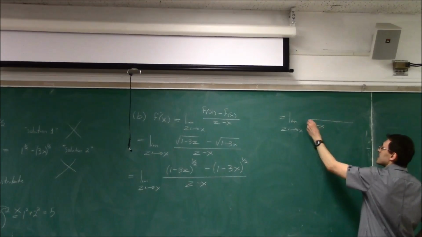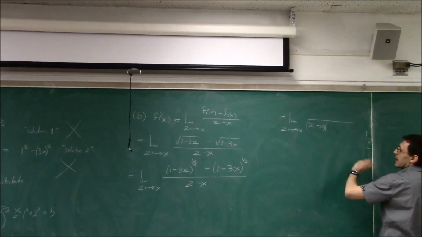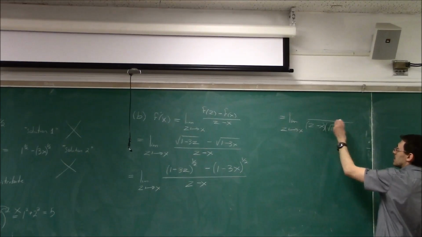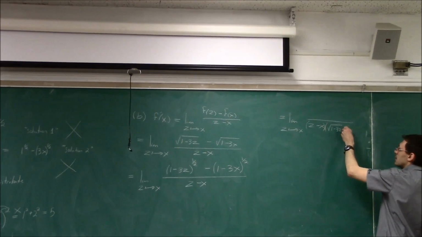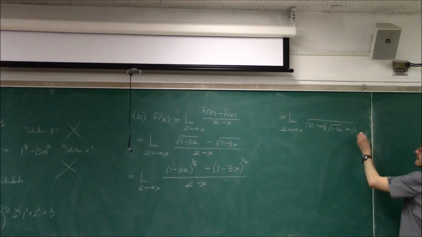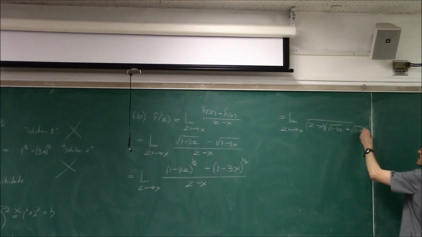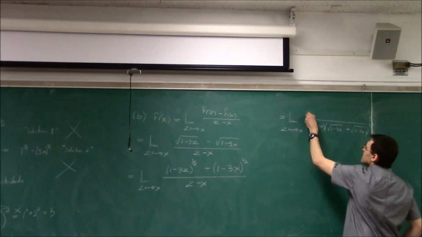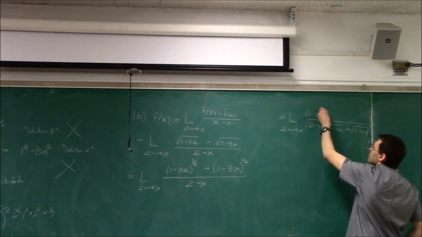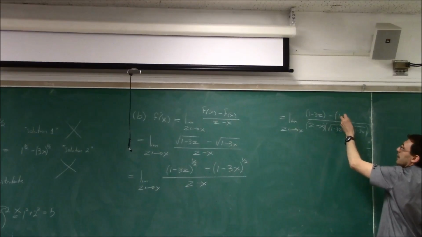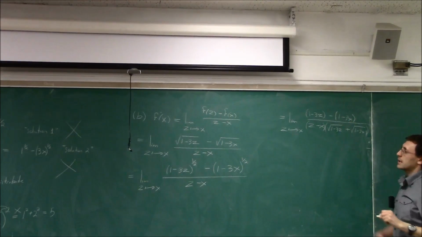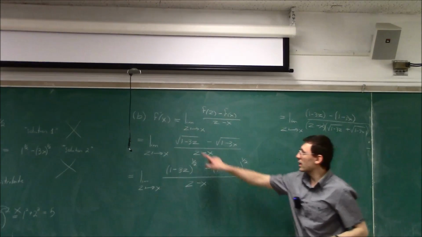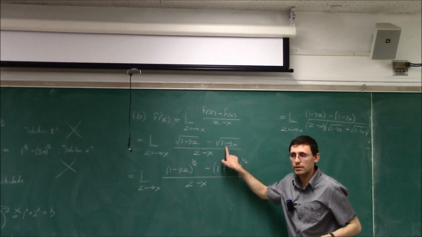So here I write z minus x. Here I write, what is the conjugate? I prefer to write roots, so I write root of 1 minus 3z, plus root of 1 minus 3x. And if I multiply by the conjugate, I get 1 minus 3z minus 1 minus 3x. You understood what I did? I just look here. This is a minus b. I multiplied by a plus b. So I get this expression squared minus this expression squared. Correct?